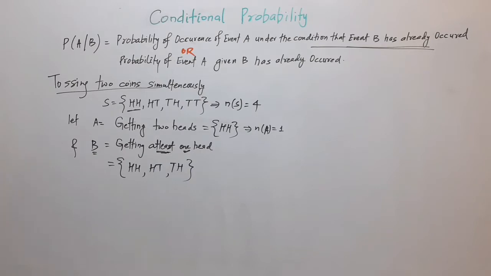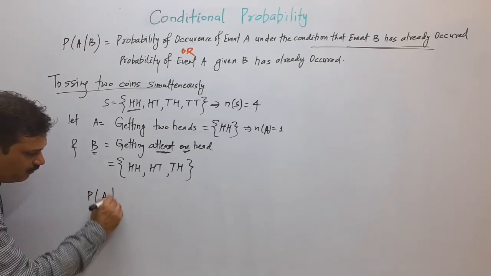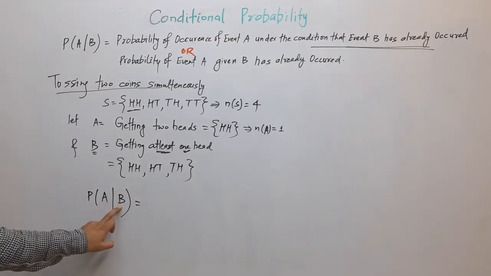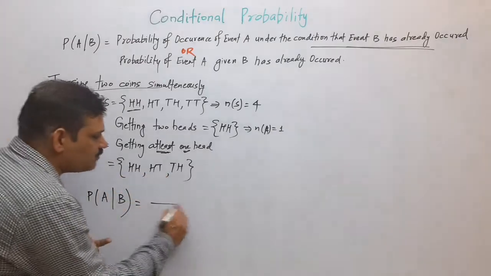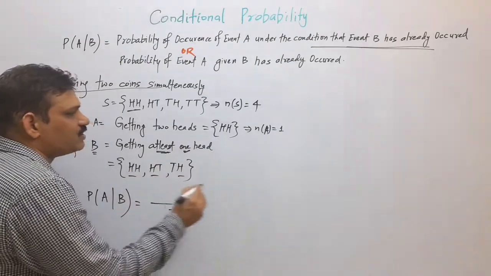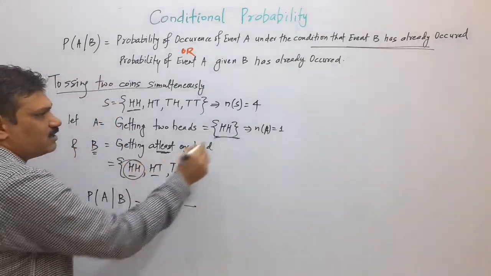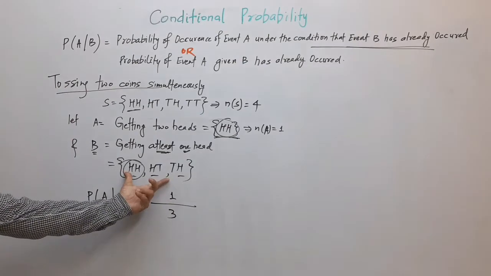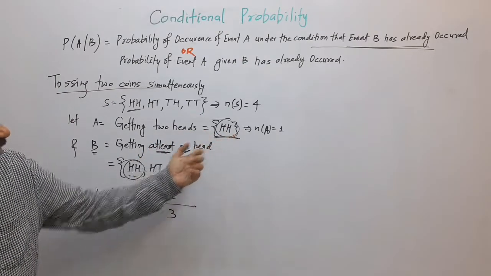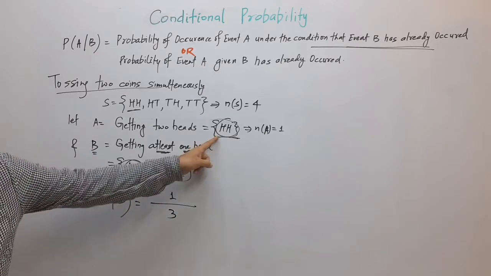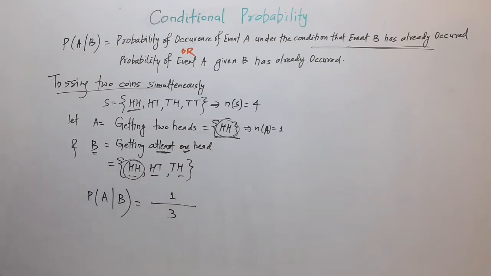Now, our sample space. When we talk about the probability of A given B, our sample space is reduced to B. That means B has already taken place. So the number of sample points in B is 3. Out of these 3, which are in the favor of A? Yes, this one, HH, is common to both. So if B has already occurred, there are 3 possible outcomes, and out of these 3, A can take place with this simple event. So this is 1 by 3. This is the probability of A given B.